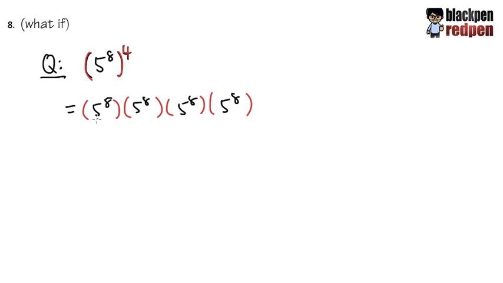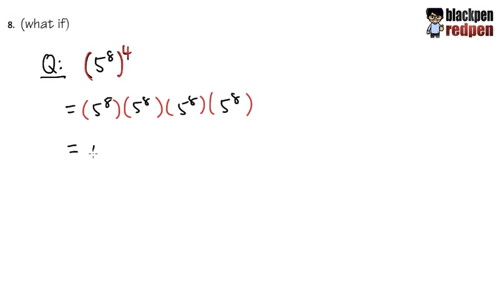And now you see that this is nothing but just multiplication. We have 5 to the 8th power times 5 to the 8th power times 5 to the 8th power and times one more 5 to the 8th power. How can we take care of these exponents then? We have seen this earlier. When we multiply, we keep the base to be the same, and then we just add the exponents.